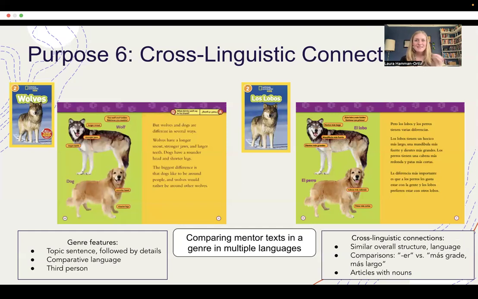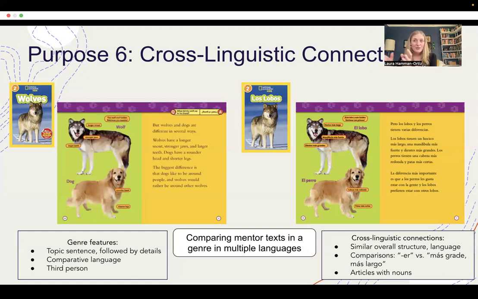Then I can do some analysis of cross-linguistic connections. So I can see that the structure is similar, right? So in Spanish and in English, reports can follow a similar structure, but I see that the comparative language is different. So in English, we have longer snout, stronger jaws, larger teeth as comparative words, right? These ER words. Whereas in Spanish, to compare, we're using two words, right? We're saying más largo. Una mandíbula más fuerte, dientes más grandes.